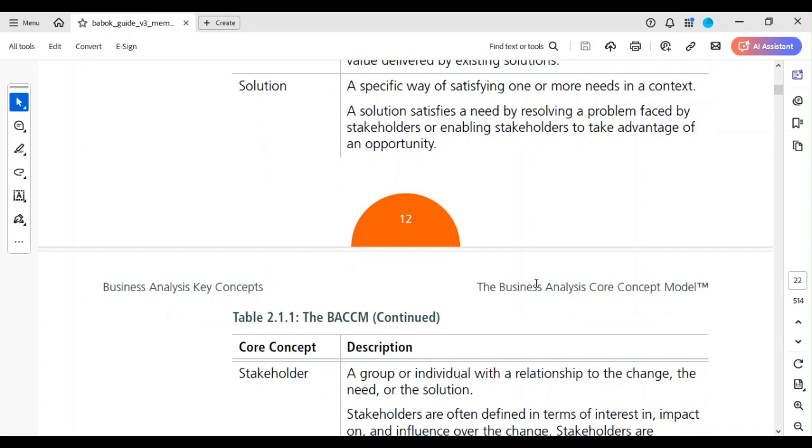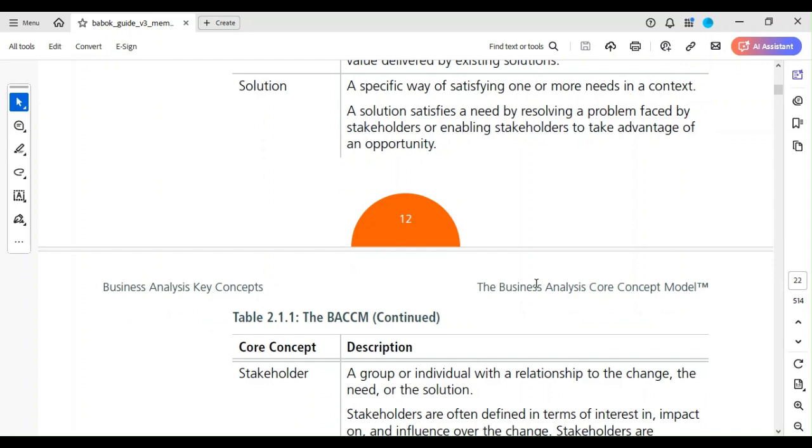So, solution: a specific way of satisfying one or more needs in a context. Remember the example we gave, you have a social media platform where you sell stuff, and you notice that you are getting lower clicks per day compared to before. So you are bringing in a solution, a specific way of satisfying one or more needs in a context. Maybe you also want to increase the clicks and sell more product. Maybe you are not even selling as much product as you used to.